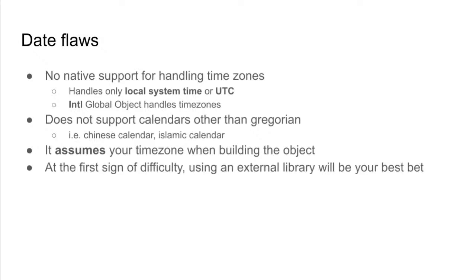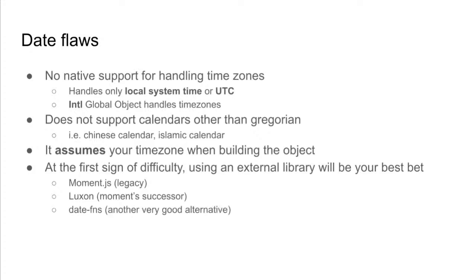So all that said, our best bet will be to go to an external library that will wrap those flaws for us. For instance, in the past we had Moment.js, that is considered completed software. It's pretty good still, but it's just considered completed or legacy. By its successor, we have Luxon, which is pretty good as well. And the date-fns library is another very famous and good alternative. They all carry their own capabilities and characteristics.